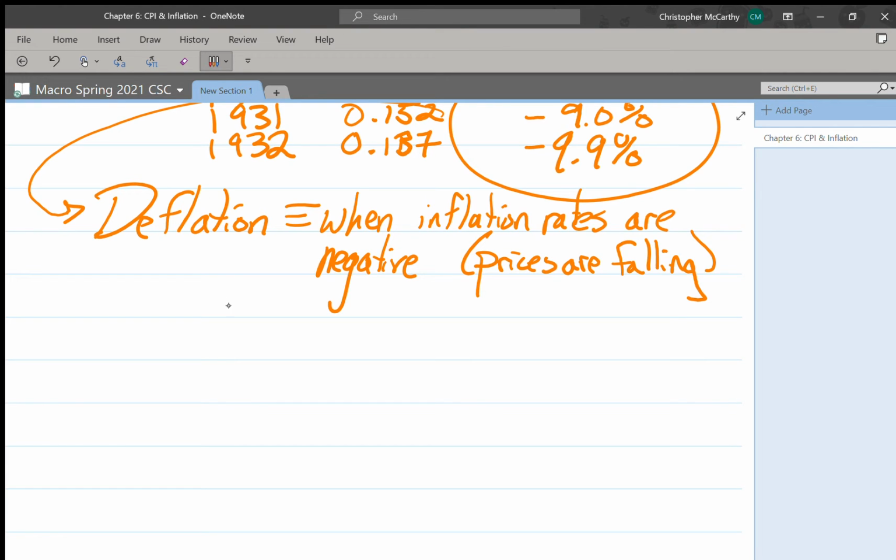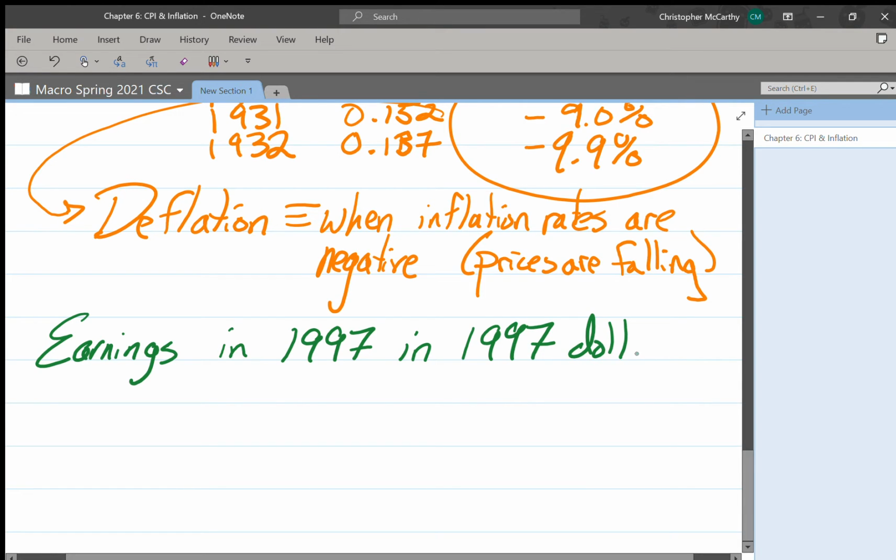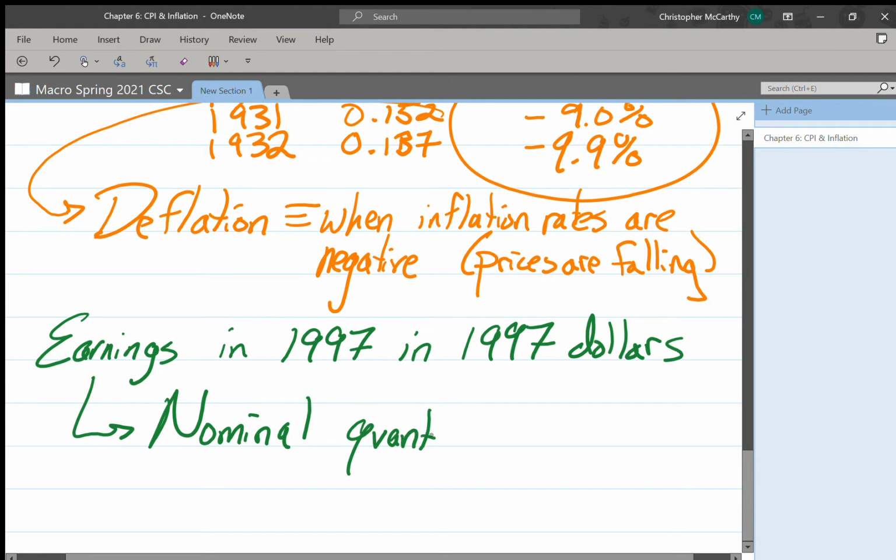So when we're talking about economic data, a lot of times we're given the data in terms of the current dollar value. If we're told something about the earnings in 1997, it's usually in 1997 dollars. Think about our earnings right now, our 2021 earnings, we think of them as in 2021 dollars. So this is a nominal quantity. A nominal quantity is measured in terms of the current dollar value.